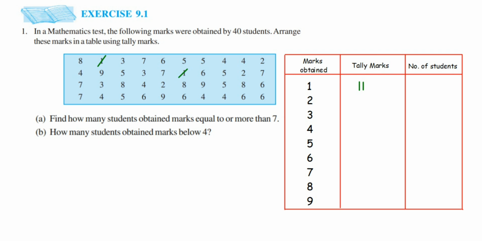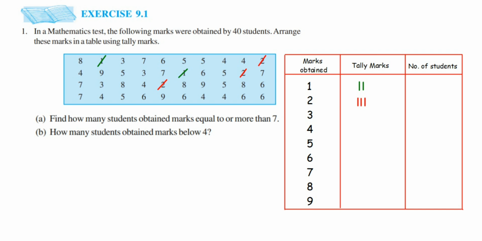Next, we'll count the number of students who obtained 2 marks. In the first row, we have a 2 here. So we'll strike this 2 and draw 1 tally mark against the 2 in the table. In the second row, we have 1 more 2. We'll strike it and draw 1 more tally mark. And in the third row, we have 1 more 2. We'll strike that 2 and draw a third tally mark here. In the fourth row, we don't have any 2, which means only 3 students obtained 2 marks.